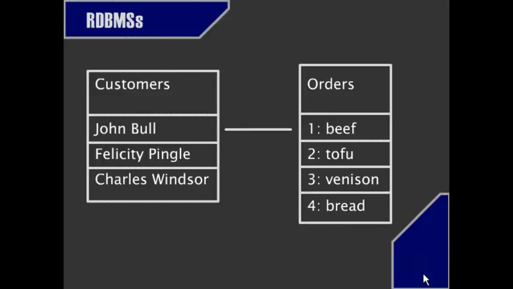So John Bull bought the beef, Felicity Pingle bought the tofu, Charles Windsor bought the venison, and then because the shop attendant is not writing down the name but simply referring to the entry already in the customers table, there's no chance of an error. John Bull is connected with the bread order as well. So we can see that this is a much more effective system than the flat file system we examined before. In our next movie, we're going to take a look at the ways in which a database is actually structured.